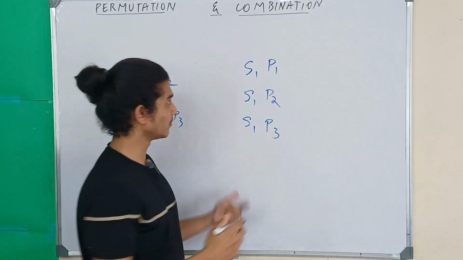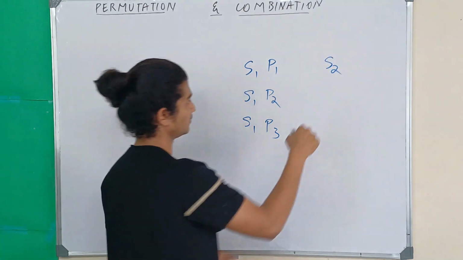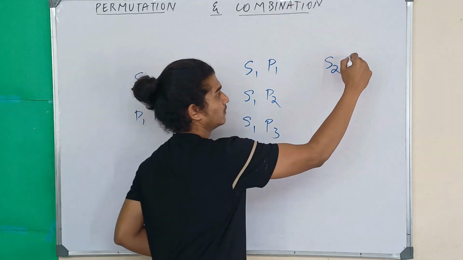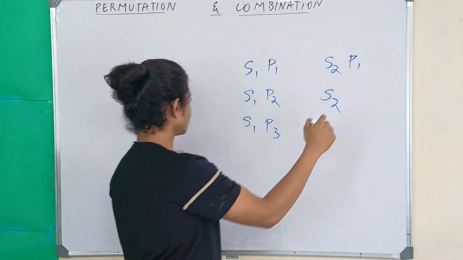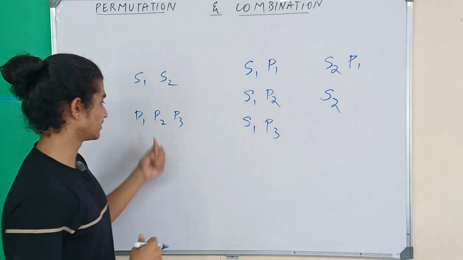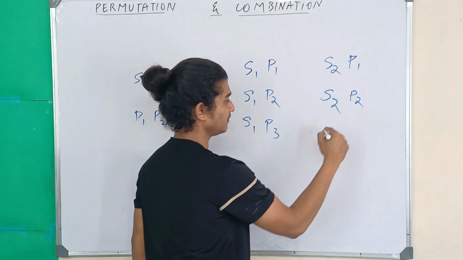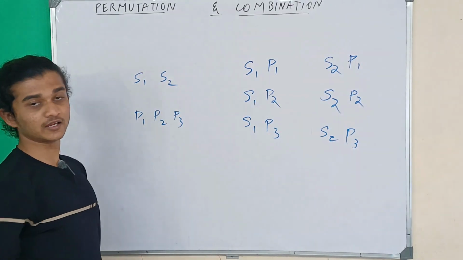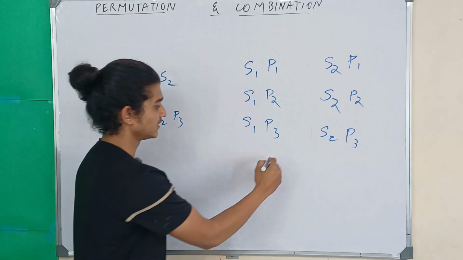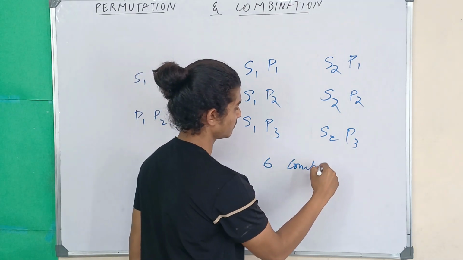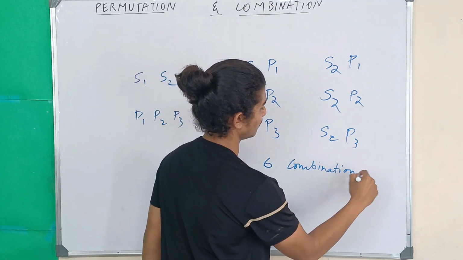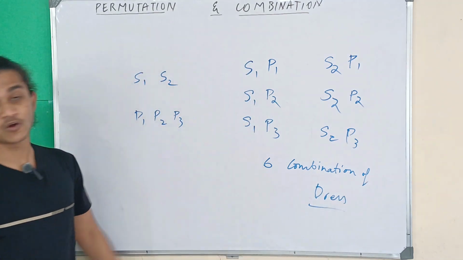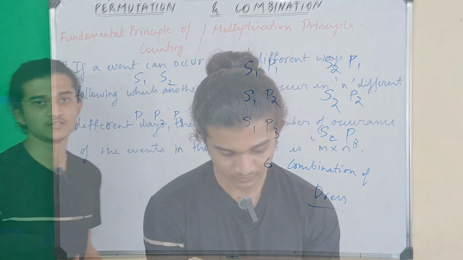Now I'm going to change the shirt. So S2. I change to the second shirt and put on the first pant, and then the second shirt with the next pant, and do the same with the other pant also. So S2 P3. How many combinations of dresses did I make? I made 6 combinations of dress. So basically, you'll be dealing with these kinds of problems in permutation and combination.